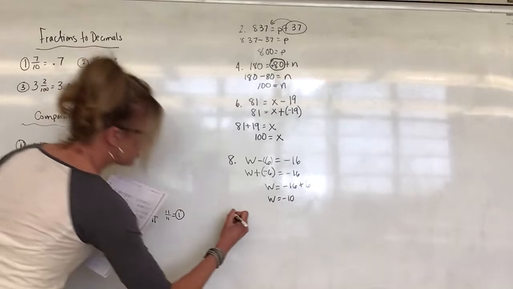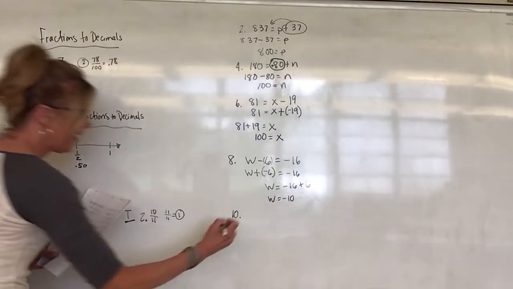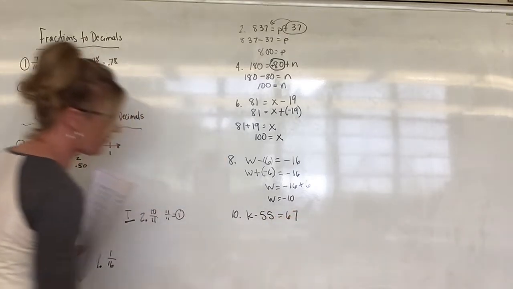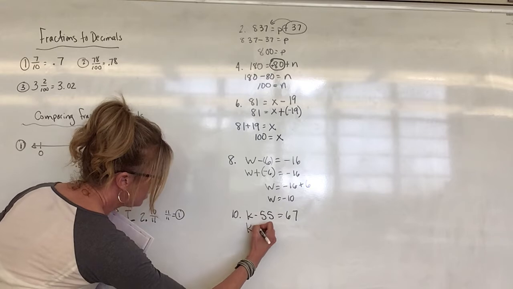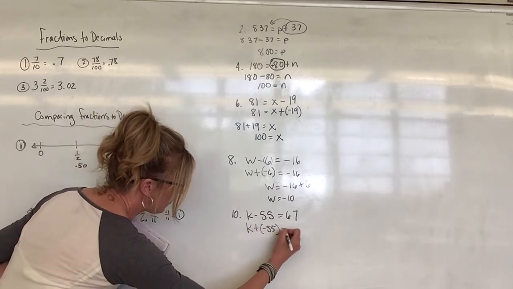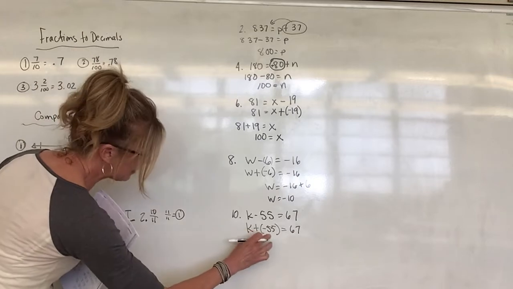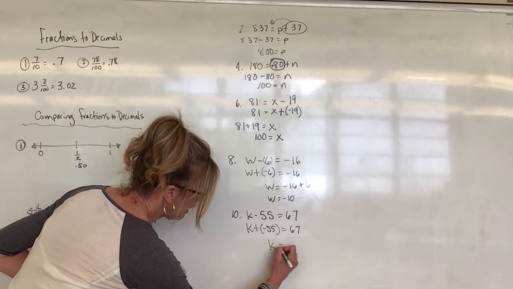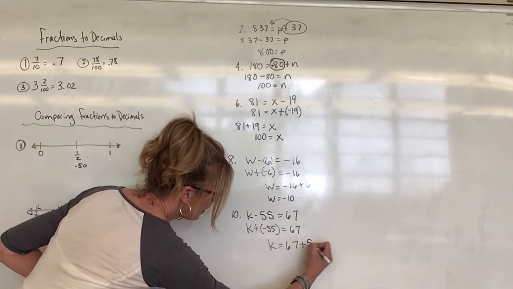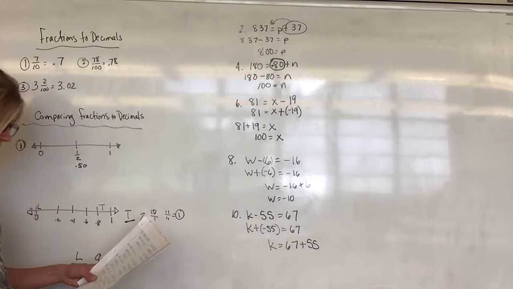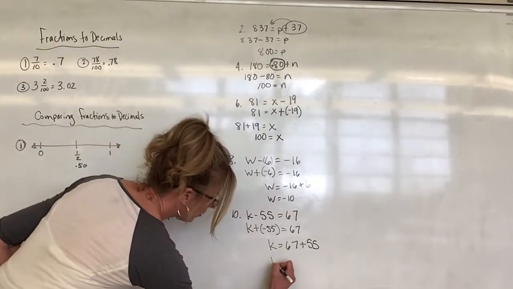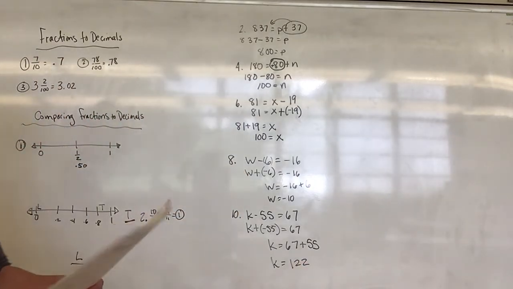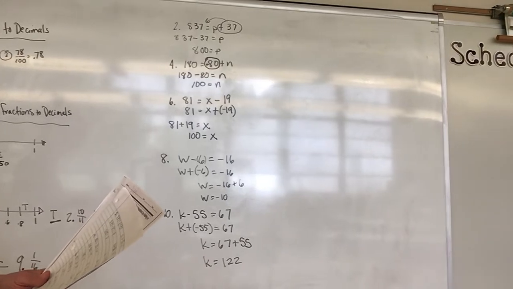Okay, let's go to number 10. Number 10 is K minus 55 equals 67. This would really be like K plus a negative 55 equals 67. I'm going to take my negative 55 over, so it becomes a positive 55. So K equals 67 plus 55. What's 67 plus 55? 122. K equals 122. Okay, that was number 10.